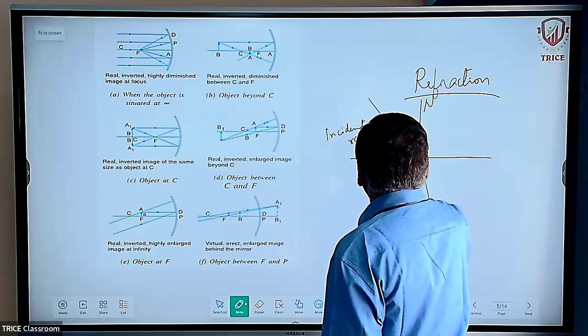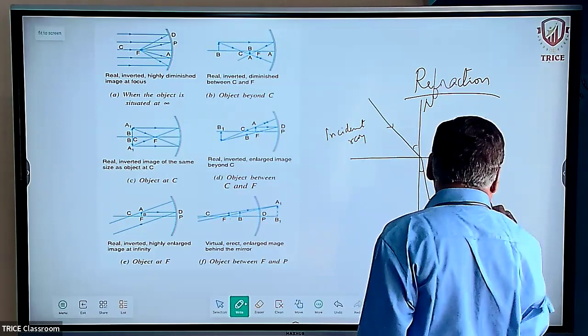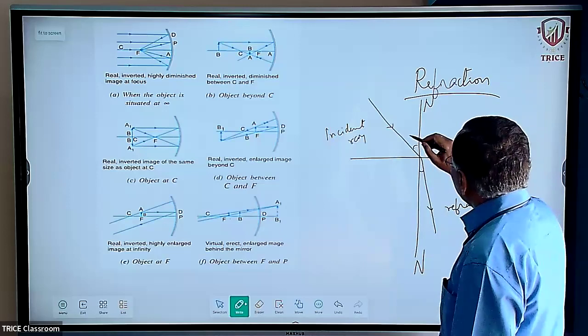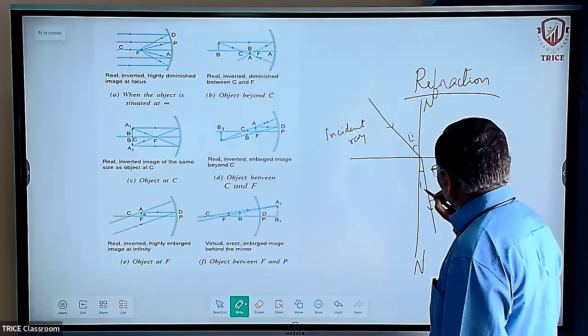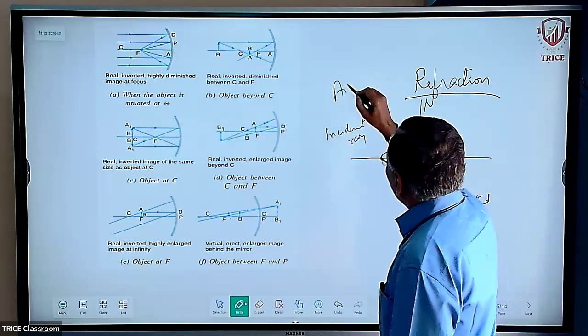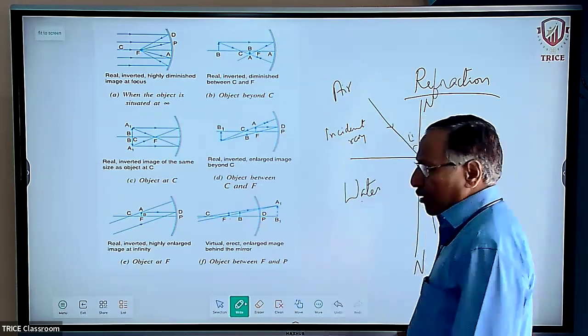This is the incident ray, and this is called the refracted ray. This is the angle of incidence, this is the angle of refraction. Now this is air. Say a light ray travels from air to water. Now you are standing on the bank of a swimming pool.